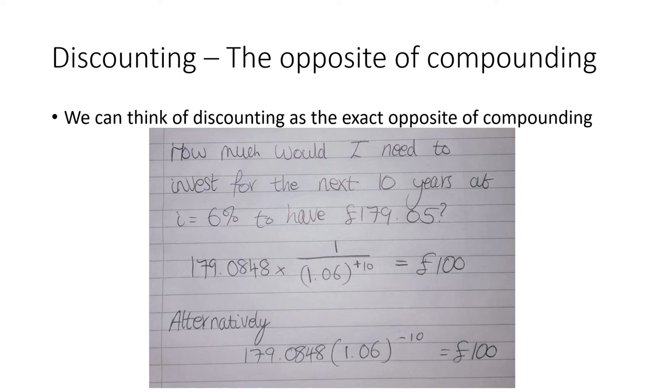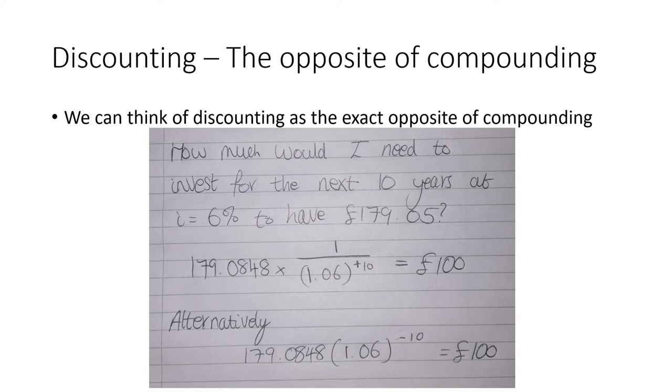Alternatively, we can write this as 179.0848 times 1.06 to the minus 10, and that will give us the same answer. So we can play around with that minus sign, and we don't need to do the 1 over. That's basically a very brief explanation of discounting and what it actually is. The key takeaway is that discounting is simply the opposite of compounding.